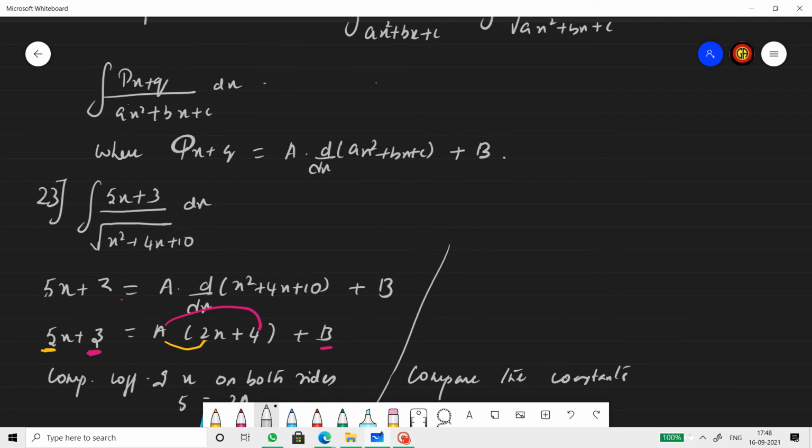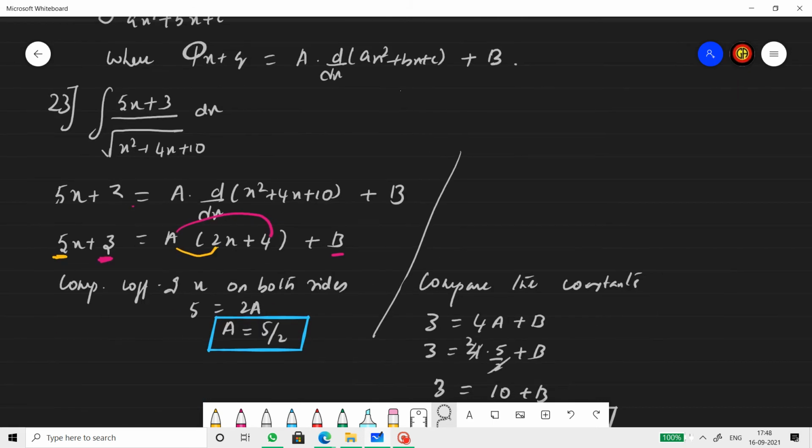If the question is in the form of px plus q by root over ax square plus bx plus c, consider the numerator separately and write px plus q equals a times the differentiation of the denominator plus b.